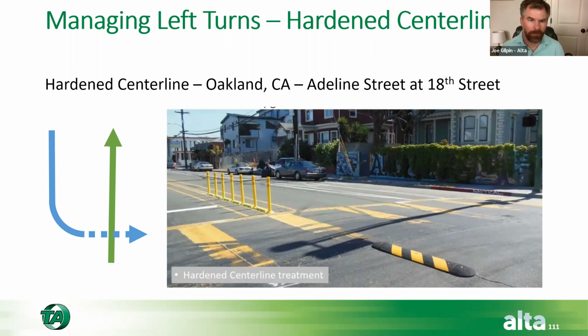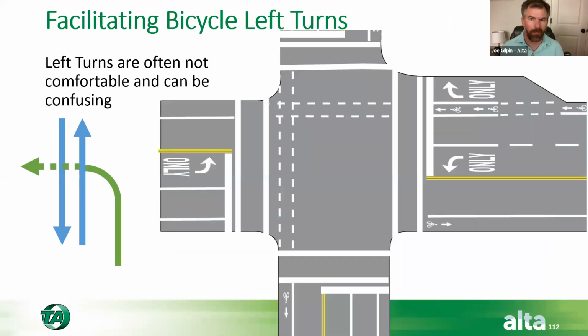All right, so that's motorists turning left through the path of a through-moving bicyclist. So now let's talk about intersections when we're trying to facilitate a left-turning bicyclist. And this is also something that we don't have a ton of guidance for in most of the older parts of the manuals that are out there.